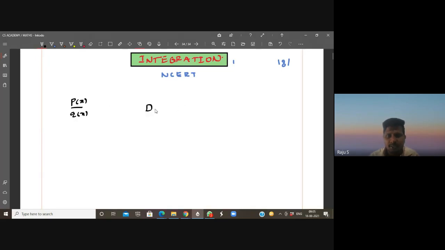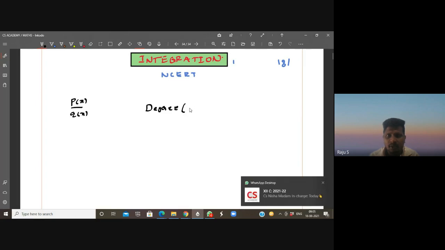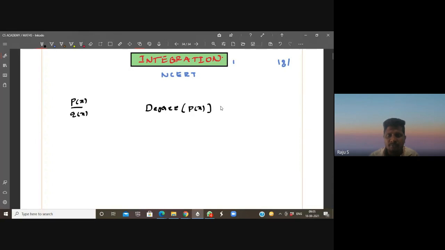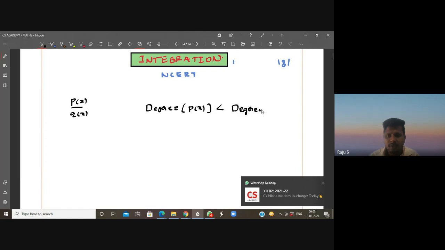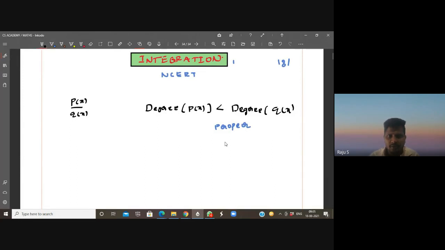Actually, if the degree of p of x is lesser than the degree of q of x, then the given rational function is called a proper rational function. And what is p of x here? Numerator.